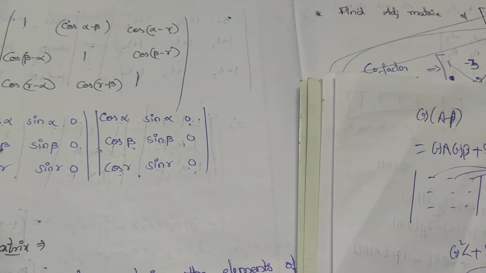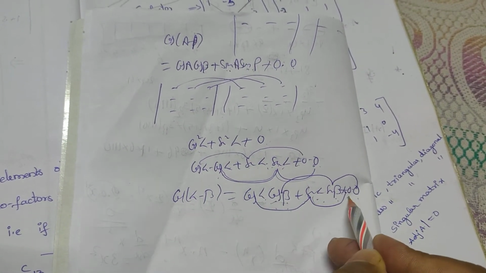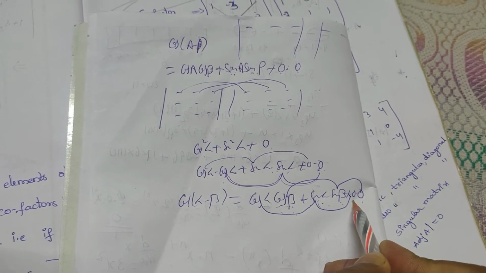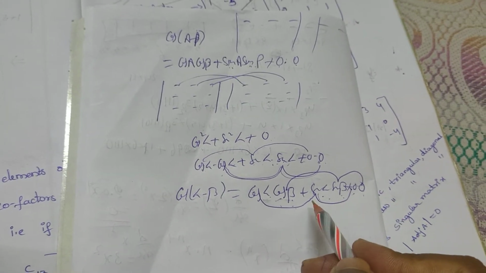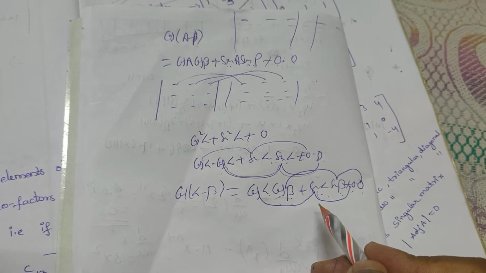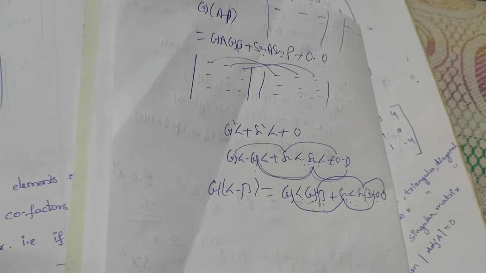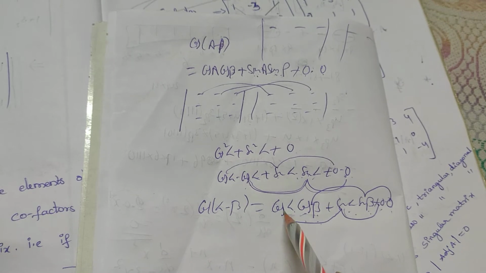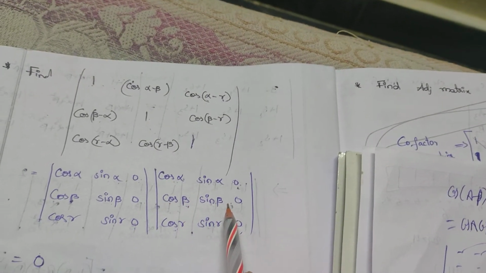Similarly, what is cos of alpha minus beta? Cos alpha cos beta plus sin alpha sin beta plus 0 into 0. This cos alpha sin alpha 0 should be written in the first row of the first determinant, according to the multiplication principle of two determinants. First row of the first determinant and second row of the second determinant multiplication gives the second entry of the first row of the resulting matrix. Cos alpha sin alpha 0 we have already written in the first row, so where should we write cos beta sin beta 0? In the second row of the second determinant.